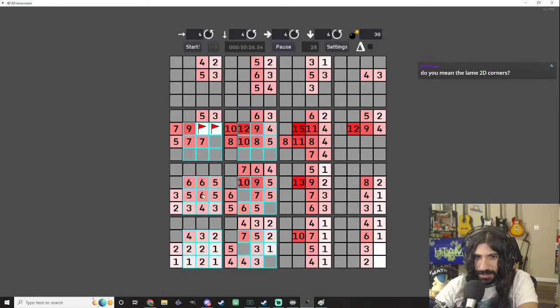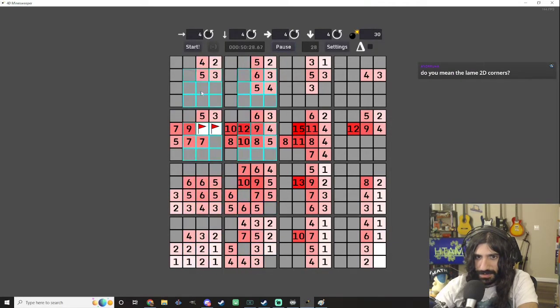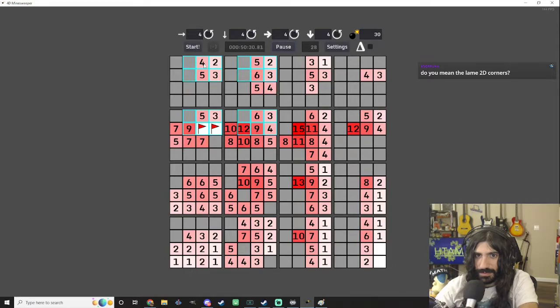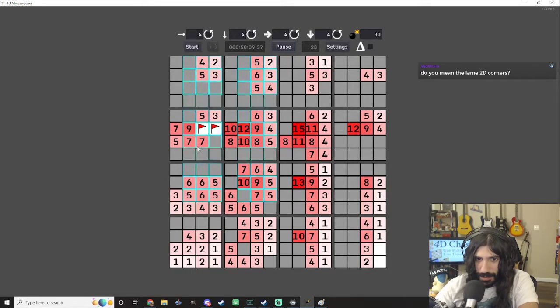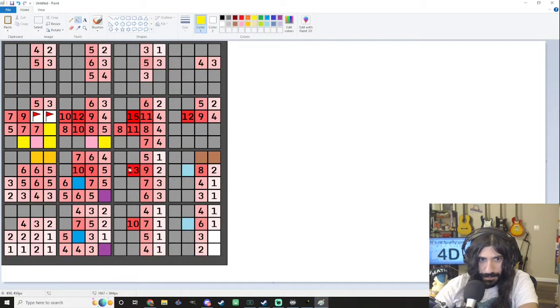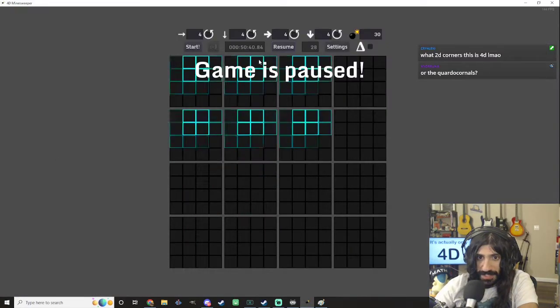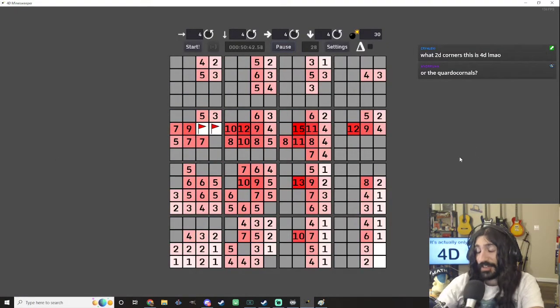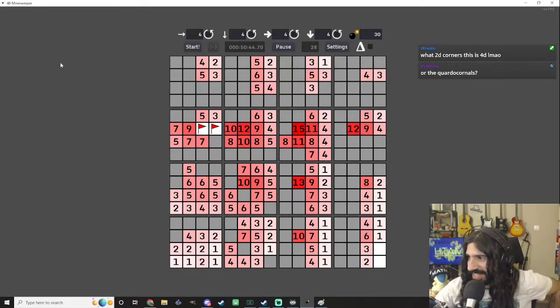I just need to see between like 4 and 5. Okay. So one of these three is a bomb. And we already know that one of these two is a bomb. So this one must not be a bomb. That's the first thing we've marked in a long time.